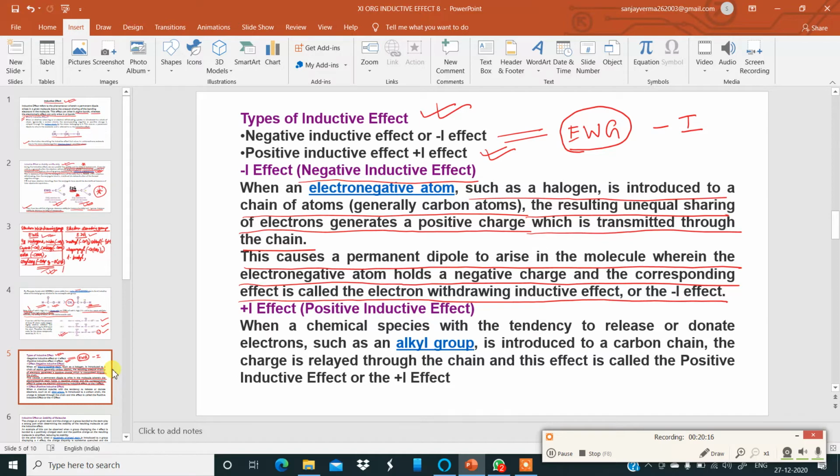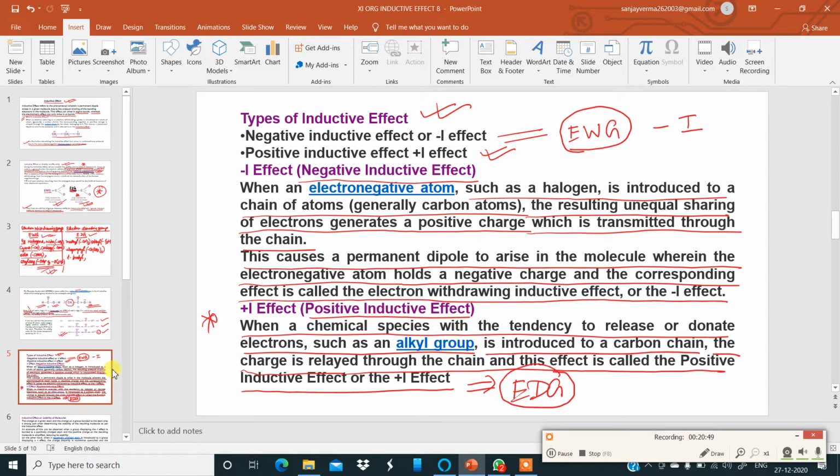Now on the other side, when I am talking about plus I effect, positive inductive effect, then when a chemical species with the tendency to release or donate electrons, such as an alkyl group, is introduced to a carbon chain, the charge is relayed through the chain, and this effect is called the positive inductive effect or the plus I effect. So here keep in mind, whenever there is an electron donating group in the carbon chain, there will be an exhibition of plus I effect in the organic compound. Okay, next.